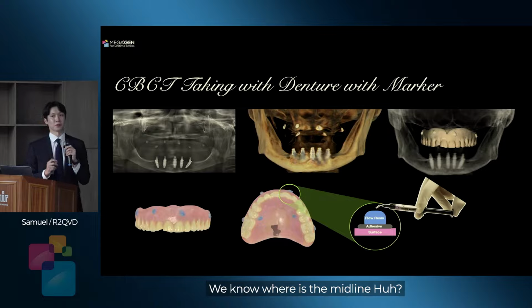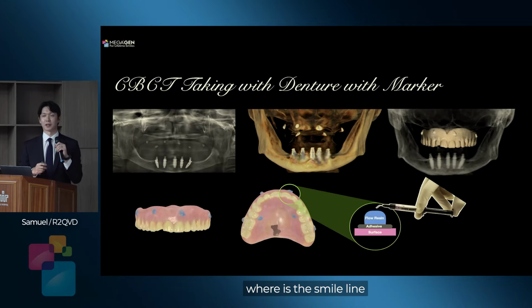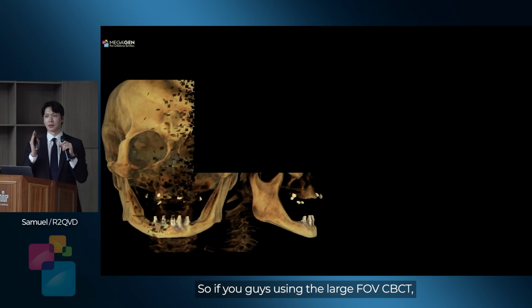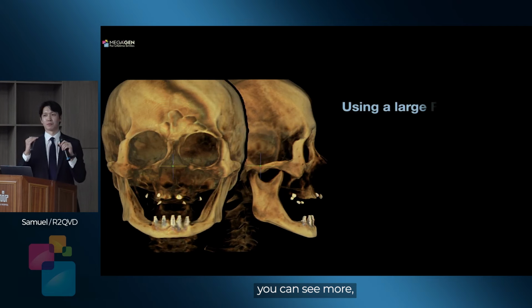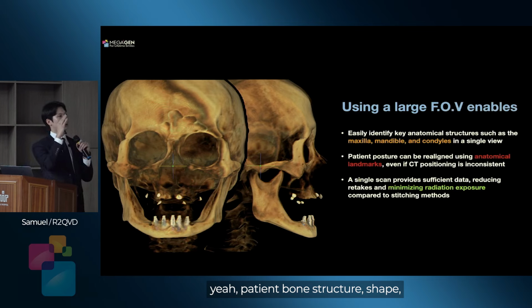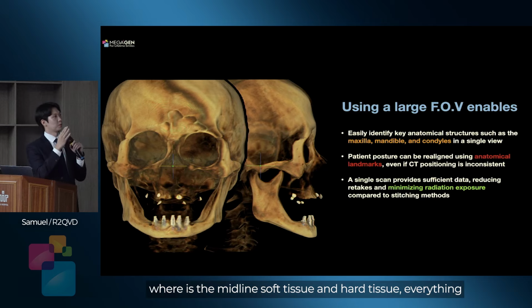With only this CBCT, we don't know where the midline is, where the smile line is. So if you use a large FOV CBCT, you can see a lot of information, such as the patient's bone structure, shape, and where the FH plane is, where the midline is, soft tissue and hard tissue, everything.